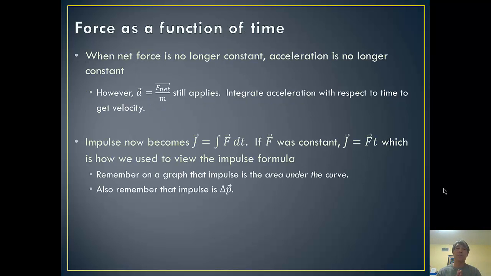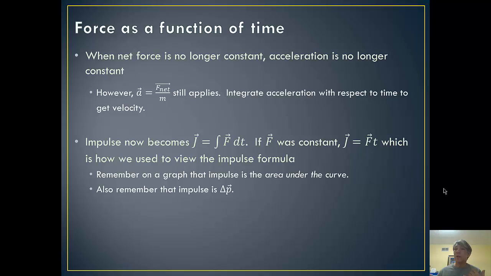So as a function of time, when net force is no longer constant, your acceleration is no longer going to be constant. But your acceleration equals F net over m still applies. That's Newton's second law. So if I integrate this with respect to time, I can get velocity. Okay. Impulse, remember, impulse is the integral of force times dt.